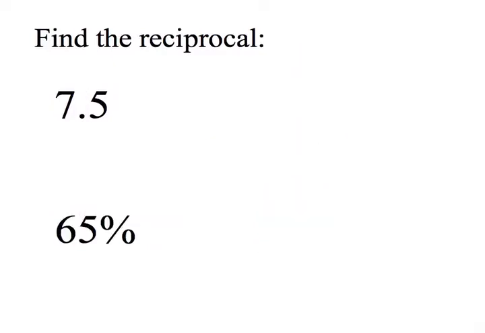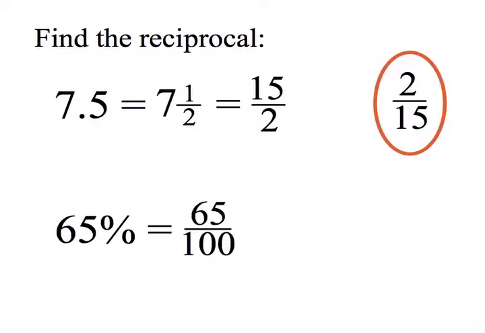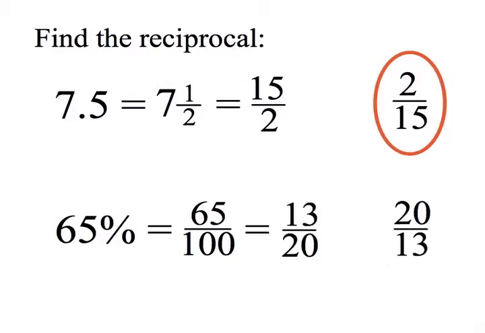Here's 2 more. We'll start with 7.5. We'll change it to an improper fraction, 15/2. Then we reverse the numerator and denominator. Our reciprocal of 7.5 is 2/15. And finally, a percent, 65%. Percent means hundred, so we have 65/100ths. In lowest terms, 13 over 20. Reverse the numerator and denominator, 20 over 13. And that's the reciprocal of 65%.